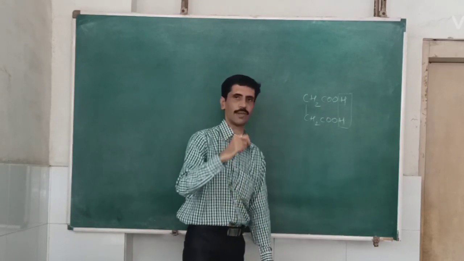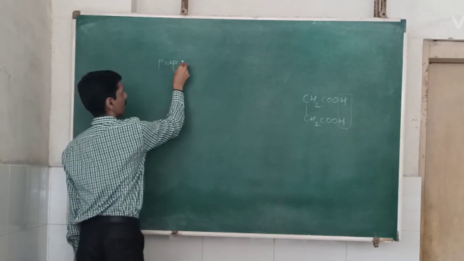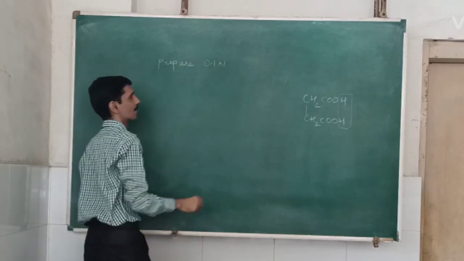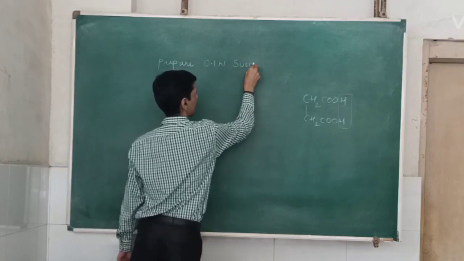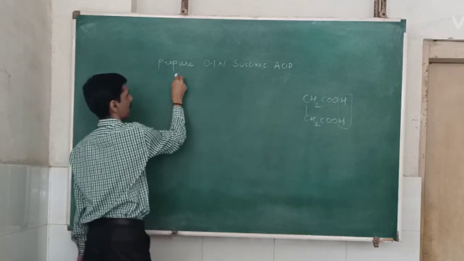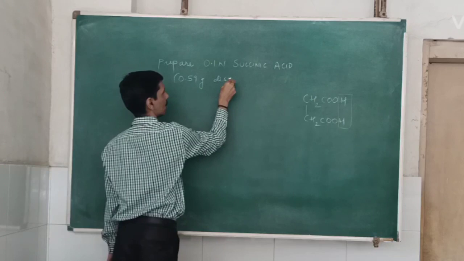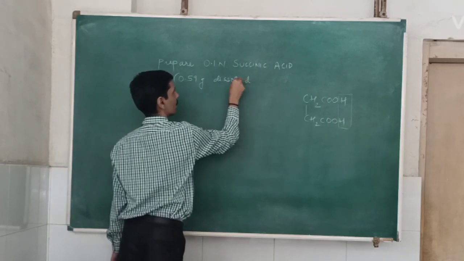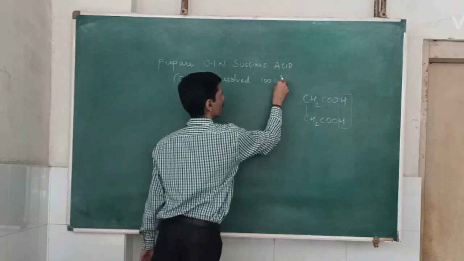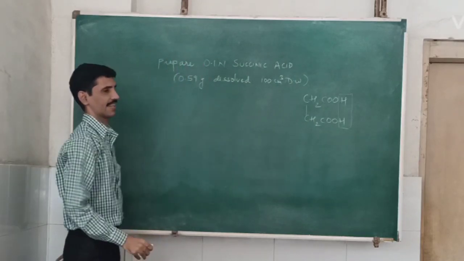We begin with step number 1: prepare 0.1 normal succinic acid. How to prepare? Dissolve 0.59 grams in 100 cm of distilled water. Okay, so we get this succinic acid.